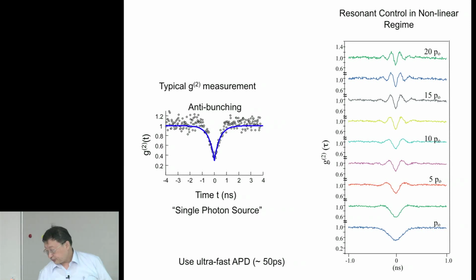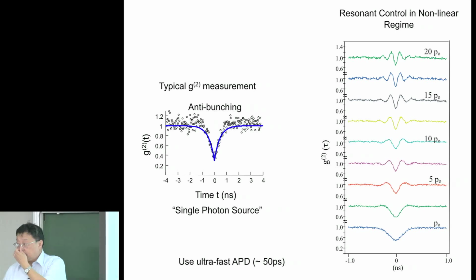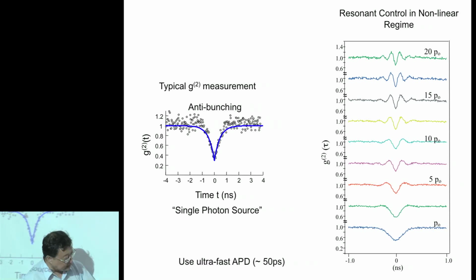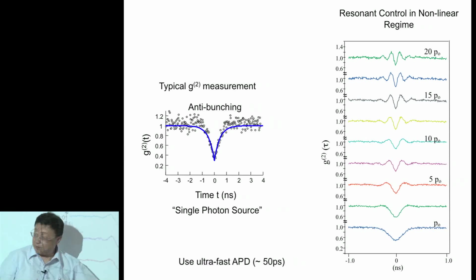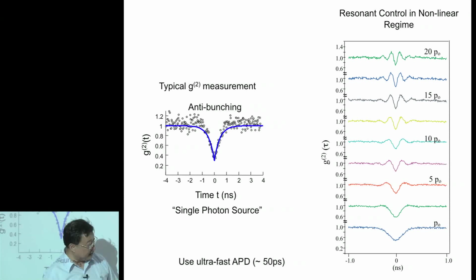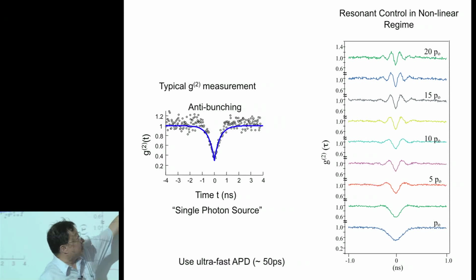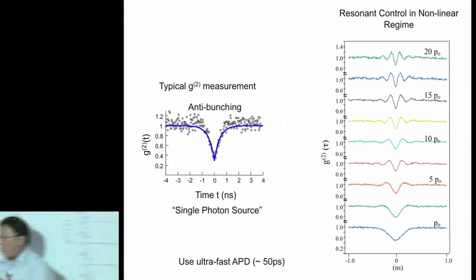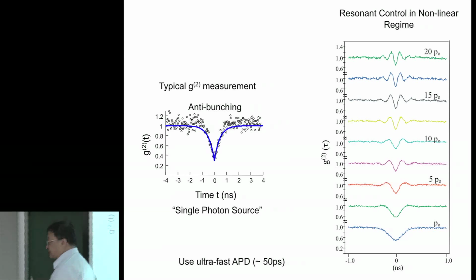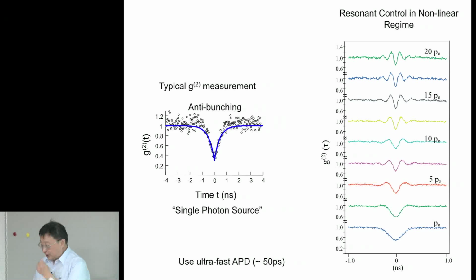What happens when you do this resonantly? When we use a very low, weak intensity, indeed, we see the simple anti-bunching. But now when we start driving it, look, this probability distribution function acquires this oscillation. Of course, this is, again, the famous Rabi oscillation, but no one had seen the famous Rabi oscillation in the second order correlation function for a quantum dot.